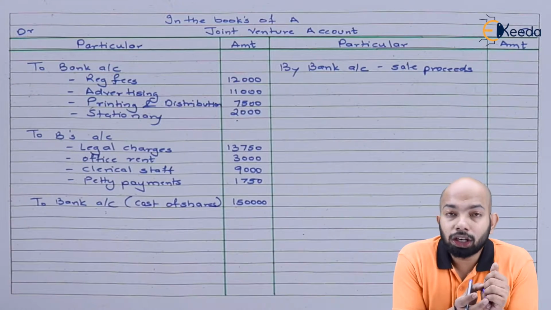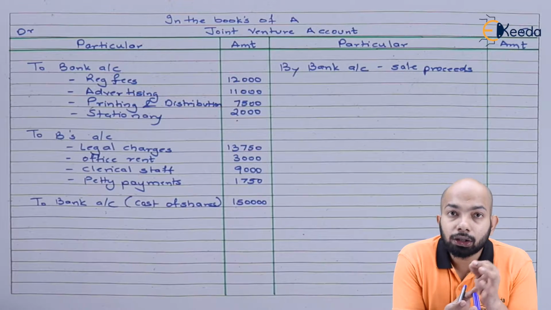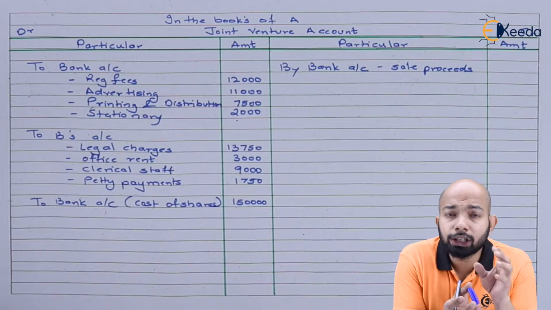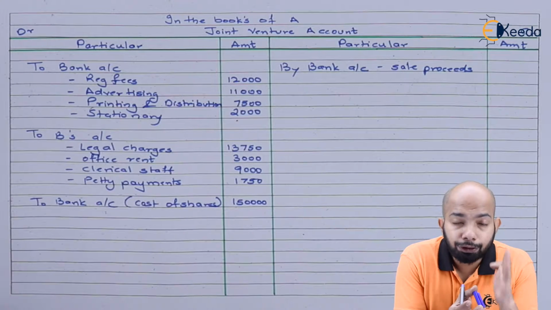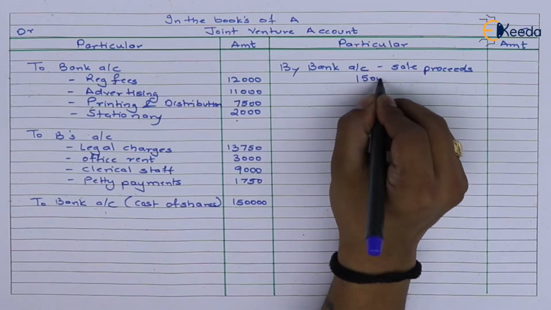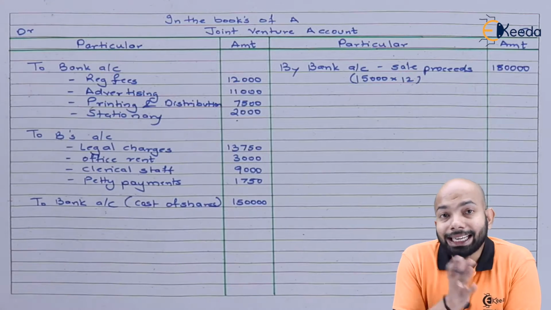So that means the total amount that he must have received is 12.5 per share. Out of that, 50 paise is going for brokerage on every share. That means 12 rupees per share he has received. So 15,000 into 12 will give you 1,80,000. So that is the amount of sale that A has made.